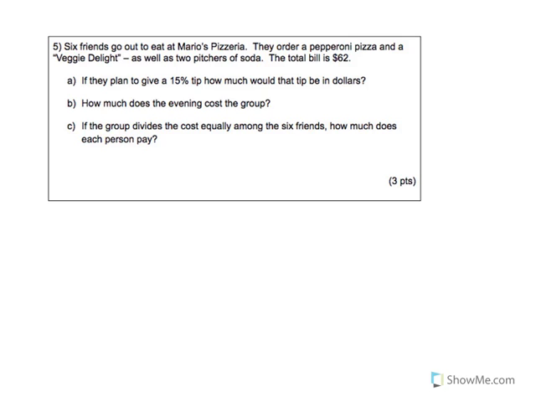Right, moving on to number 5. Number 5 had a couple parts. 6 friends go out to eat. They order pizza and some soda. The total bill is $62. So right here I see some important information. They want to give a 15% tip. What should the tip be in dollars? So I'm trying to figure out how much they're actually leaving.